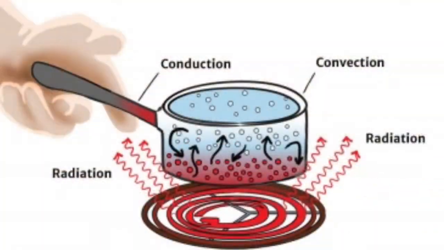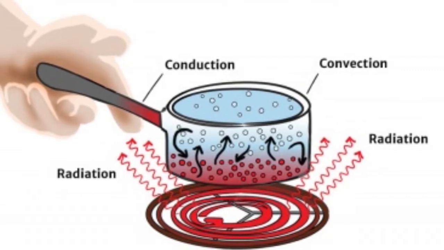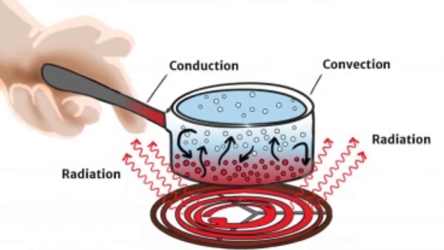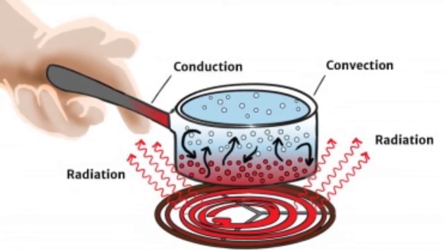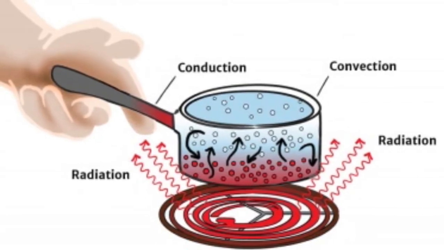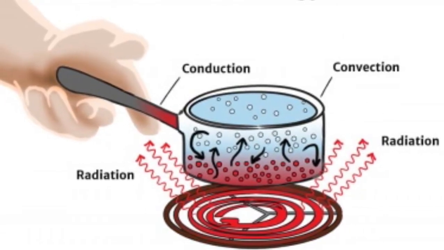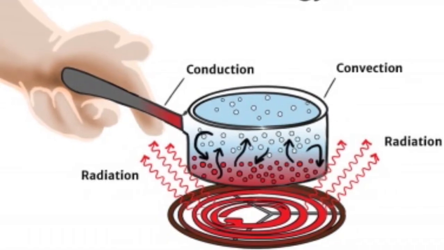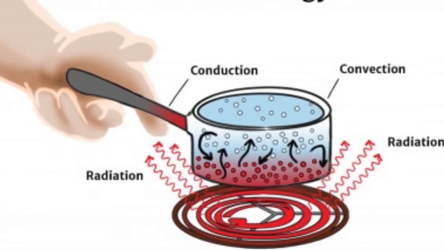In this image, you can see the three forms of thermal energy. Conduction, because the person is touching the pan and getting burnt. Convection, when the water is heating up and going up and down. And radiation, where the hot plate is heating up the pan with water.